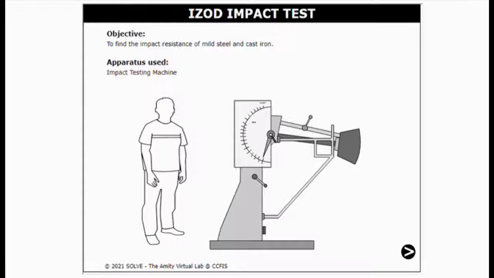What is Izod impact test? Izod impact test signifies the toughness of material, that is the ability of material to absorb energy during plastic deformation. Toughness takes into account both the strength and ductility of the material.